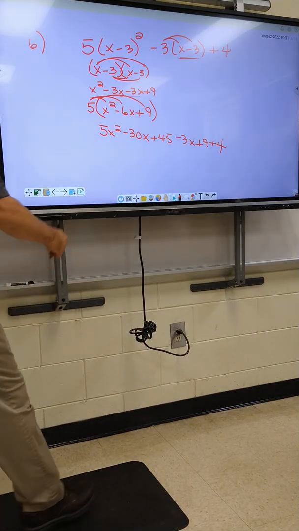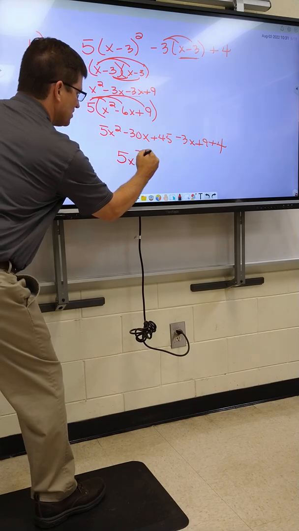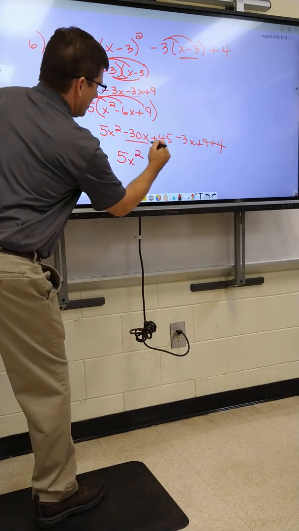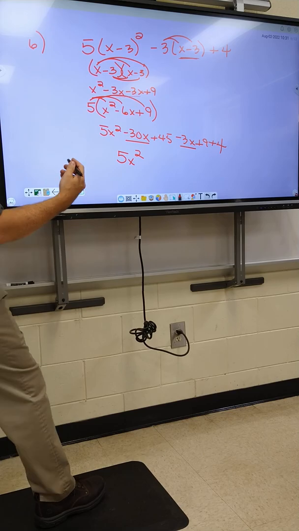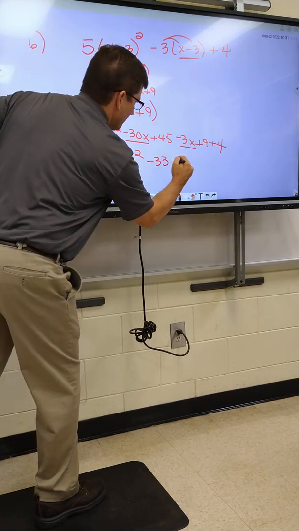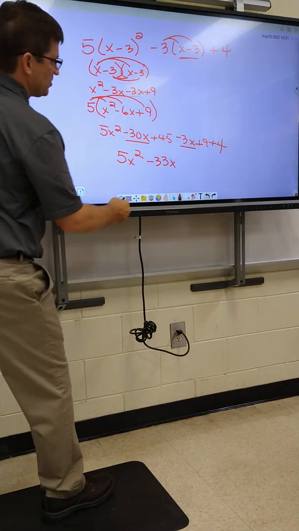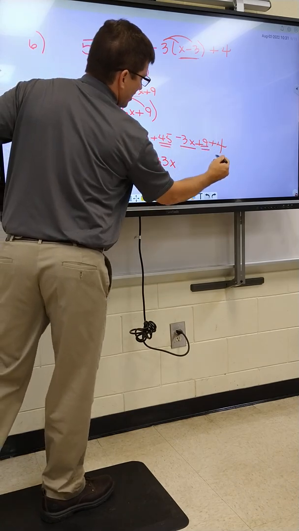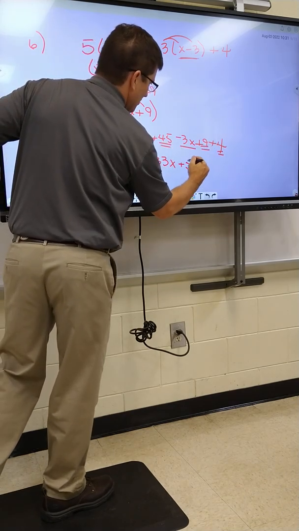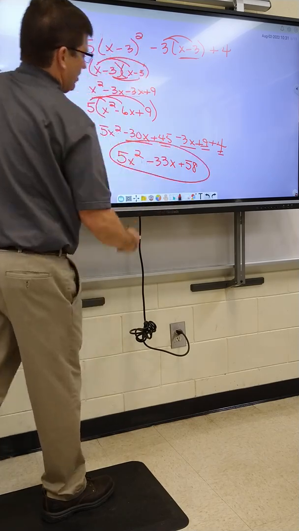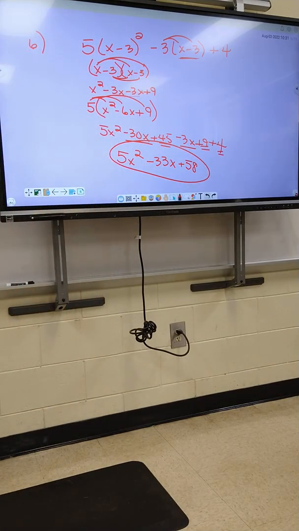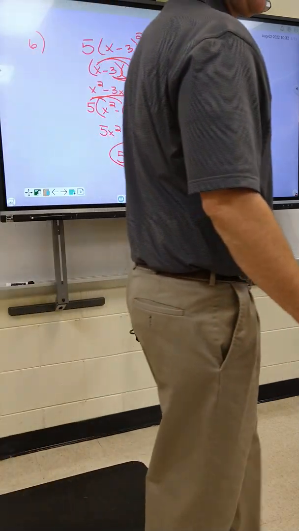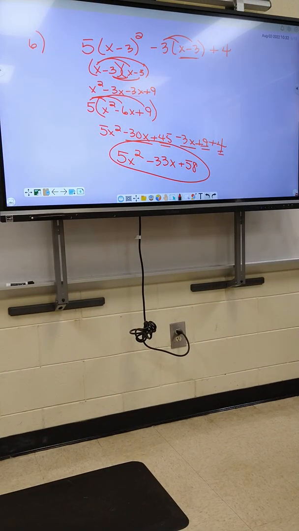All right, so final answer. This is the only x squared, it goes in the front. There's an x, there's an x. I add them up, that'll give me negative 33. All right, so I got 45 plus 9 plus 4. Most people had 58 on that. So 1, 2, 3, 4, 5 steps on that. All right, so we're good on 1 through 6.